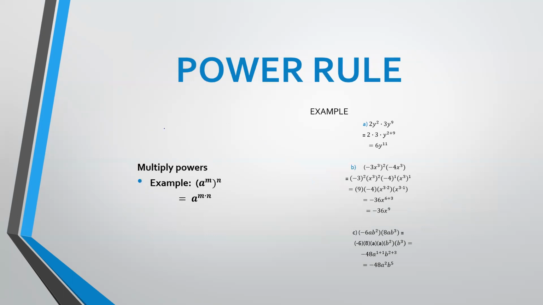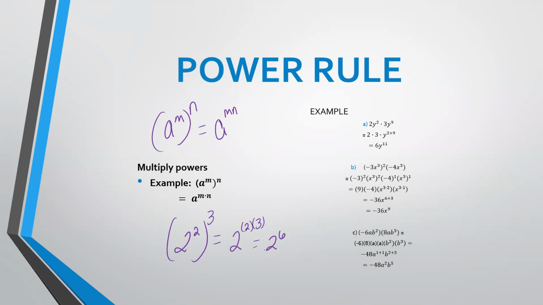Power rule. So this tells me that if I have some base raised to a power, and I turn around and raise it to another power, then that means I multiply the powers. So let's use an example. Say that I have 2 squared and I'm going to cube it. Well, 2 is being squared, but it's also raised to the 3rd power. So now I know I have 2 times 3, which is 2 to the 6th. Now we know the value of 2, so we're going to have to multiply that out 6 times.